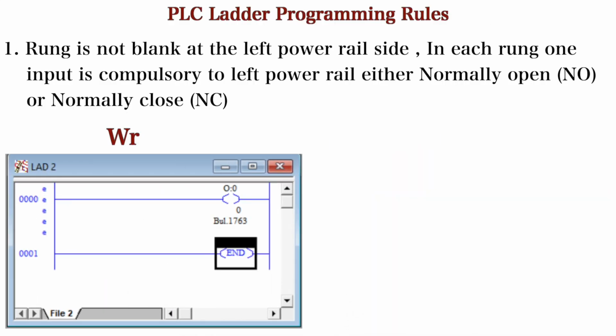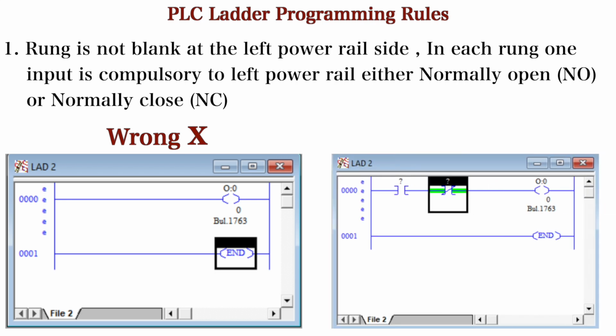Okay, you can clearly see in the first ladder diagram picture, there is no input attached to the rung, so it is a wrong way. In the next diagram you can see we have attached an input. You can see the normally open and a normally closed switch here, so it is the right way to provide an input.